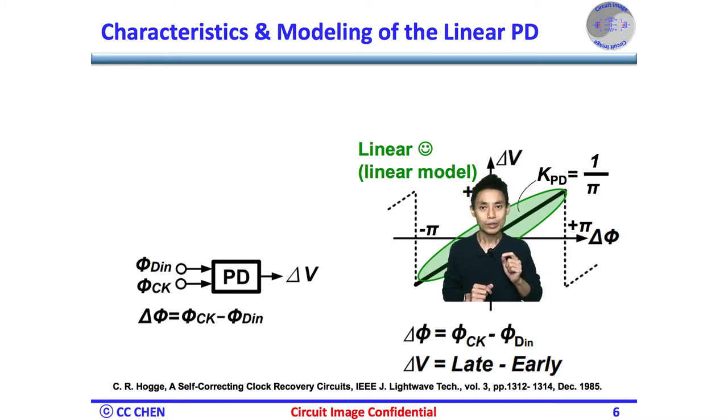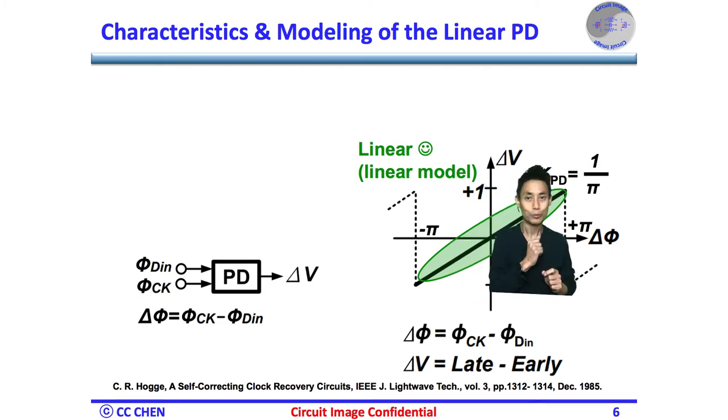If the phase error is within 0 and plus pi, the positive delta phi would imply the clock phase is later than the data phase. So the average output voltage should be positive to push the VCO to run faster. Then, the correction signal moves the clock phase earlier and the phase error smaller toward the zero phase error direction. Similarly, if the clock phase is earlier than the data phase, the phase error will be negative. Then, the correction signal moves the clock or VCO phase later and the phase error will be smaller toward the zero phase error direction as well.